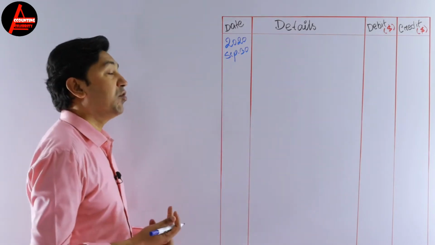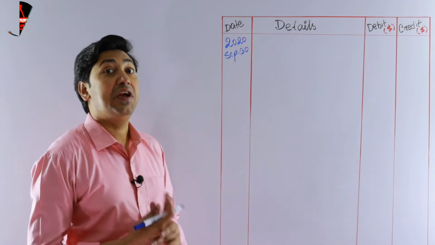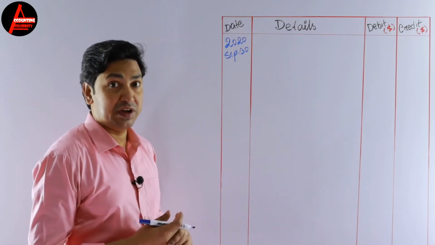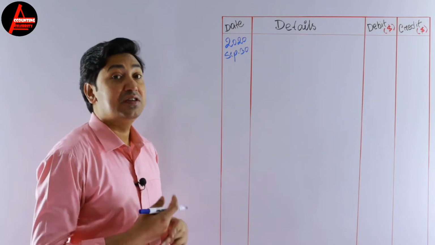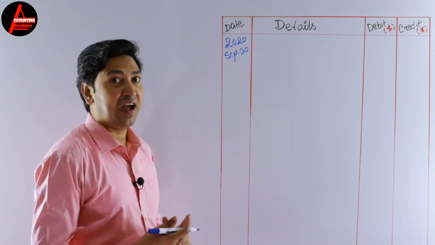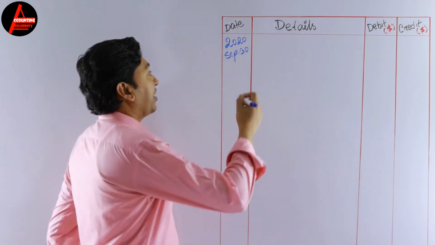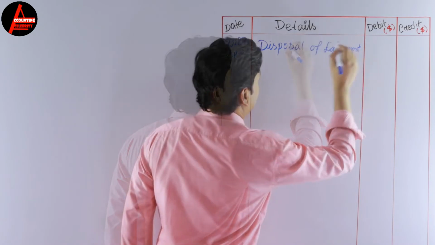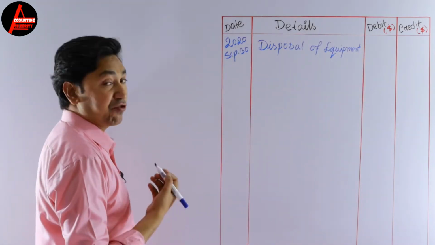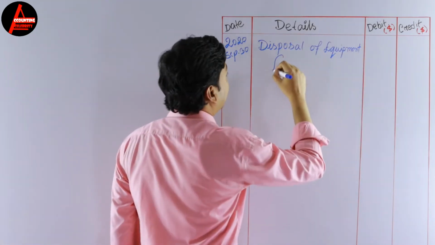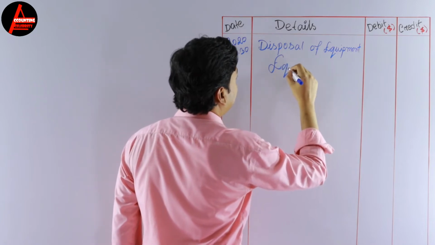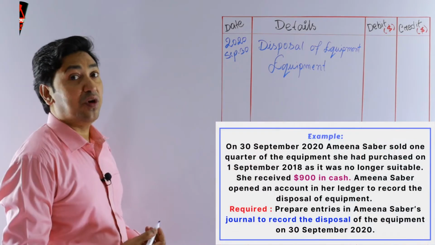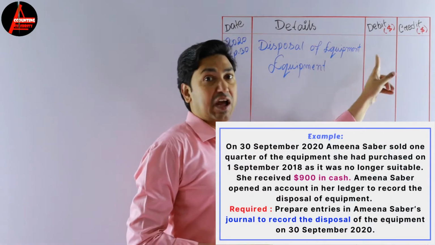Okay, so to remove the asset, what to do? Here asset will be credited, means the equipment will be credited. Then what is debited? Disposal of equipment account. Okay, so let us write here disposal of equipment. Okay, and then here the credit account is equipment. Yeah, so let us write here equipment.